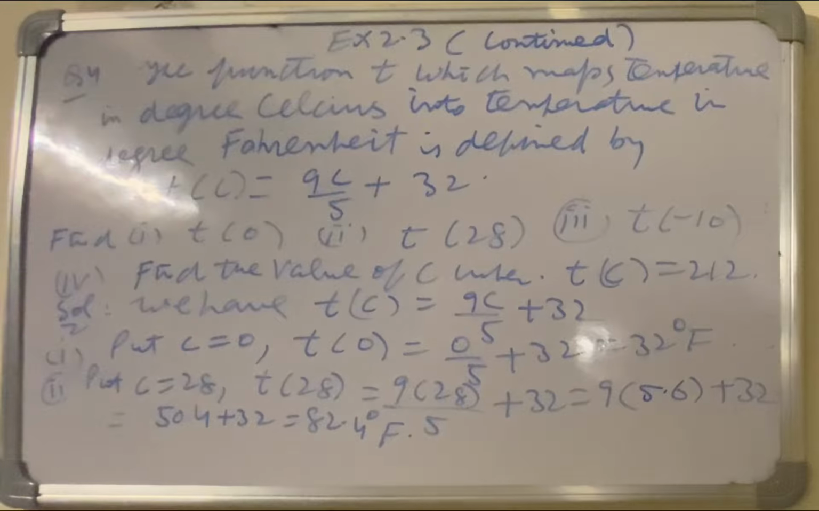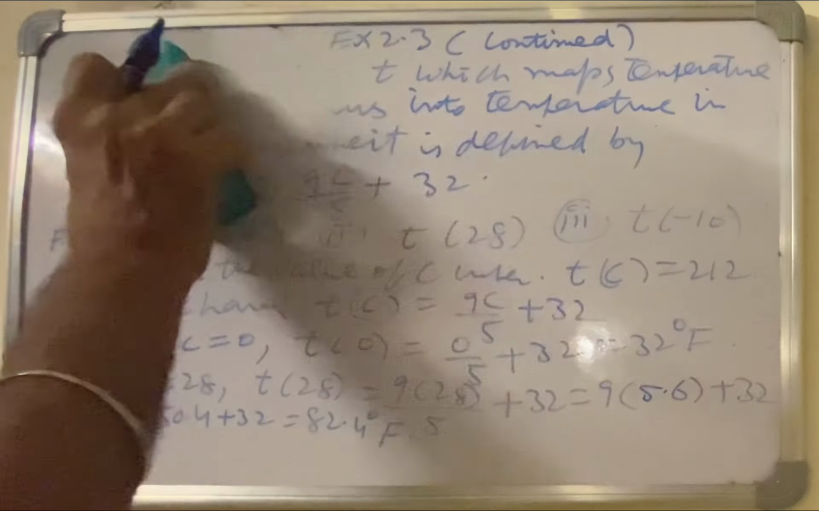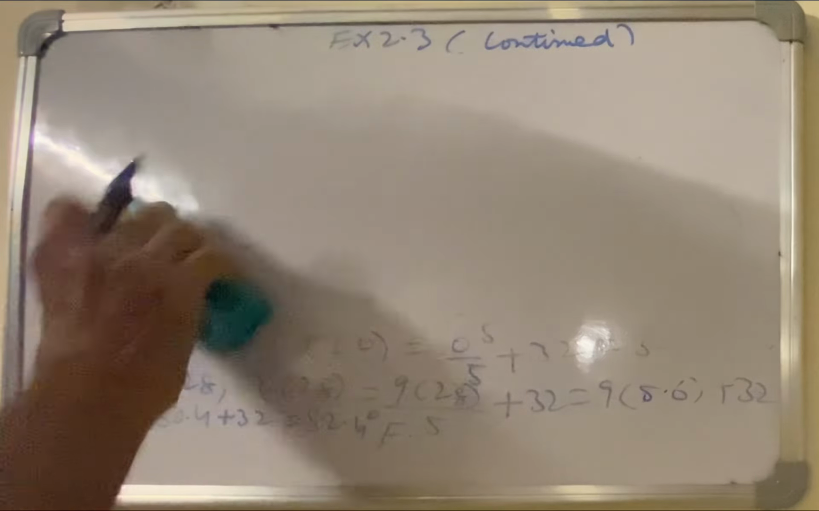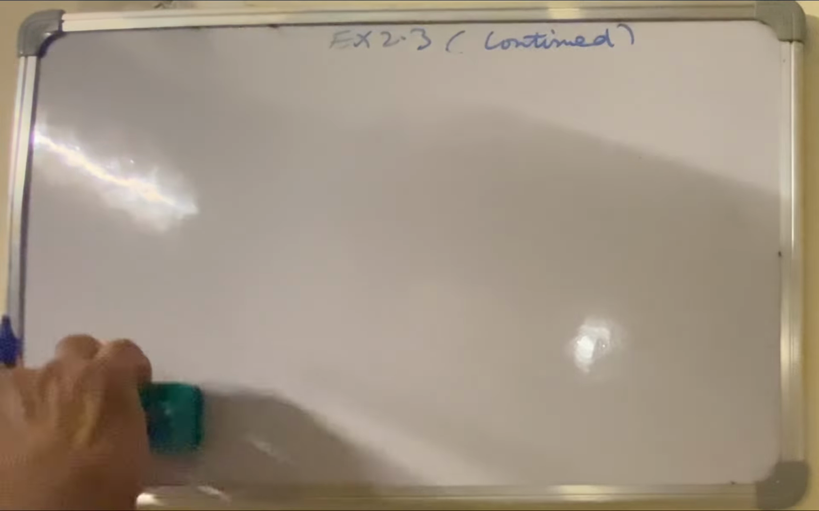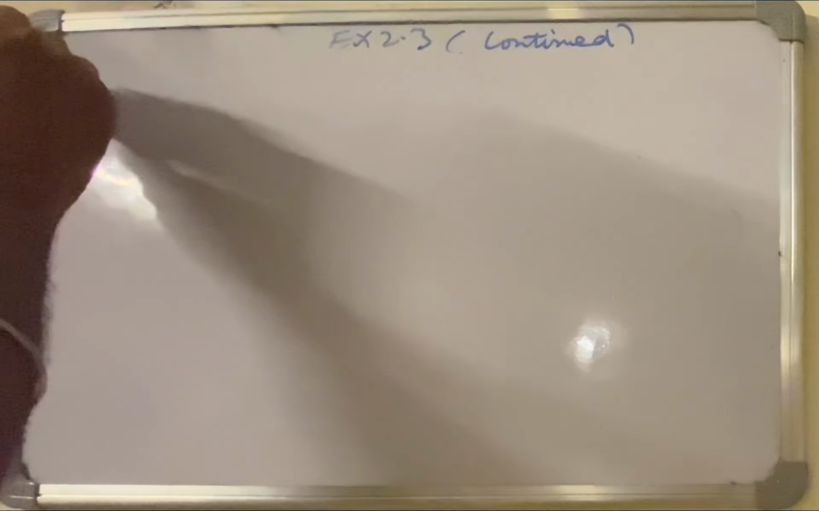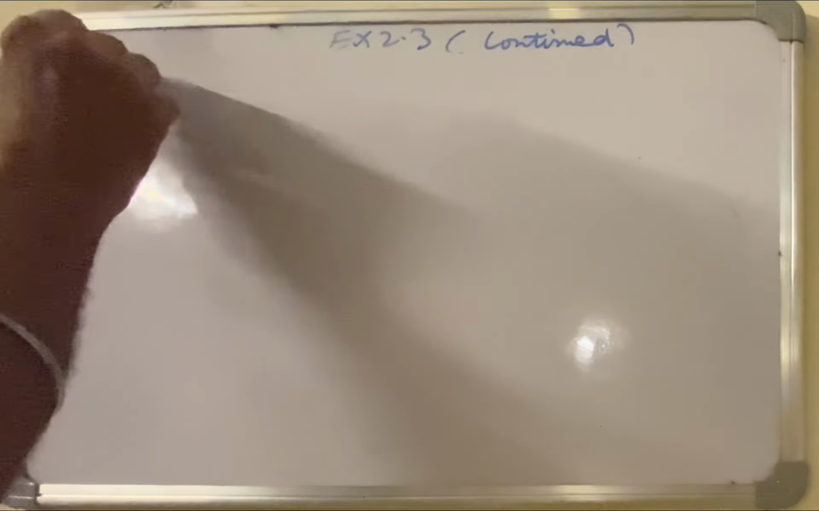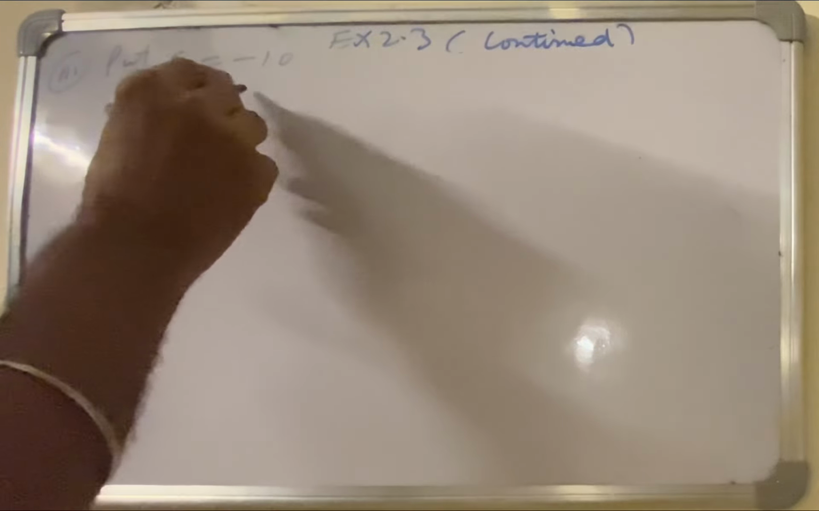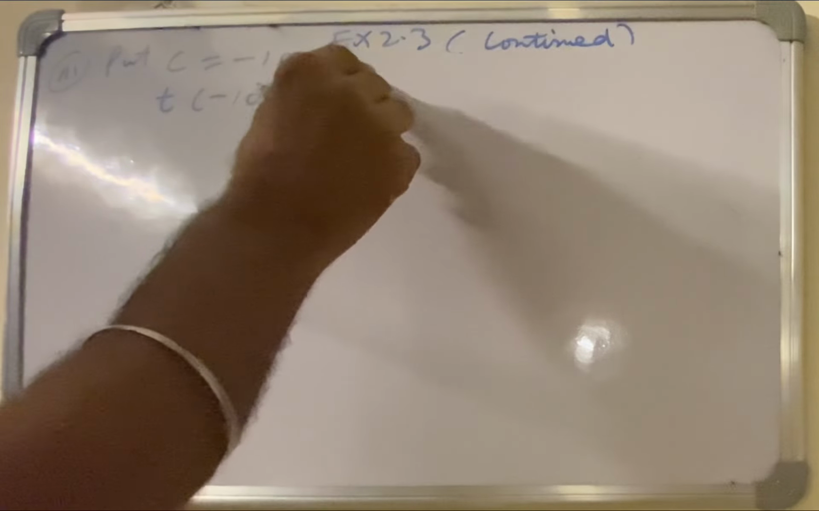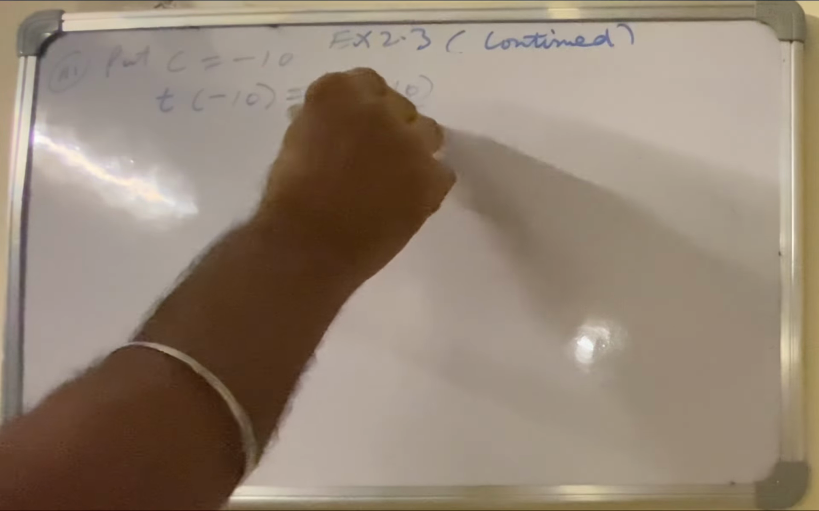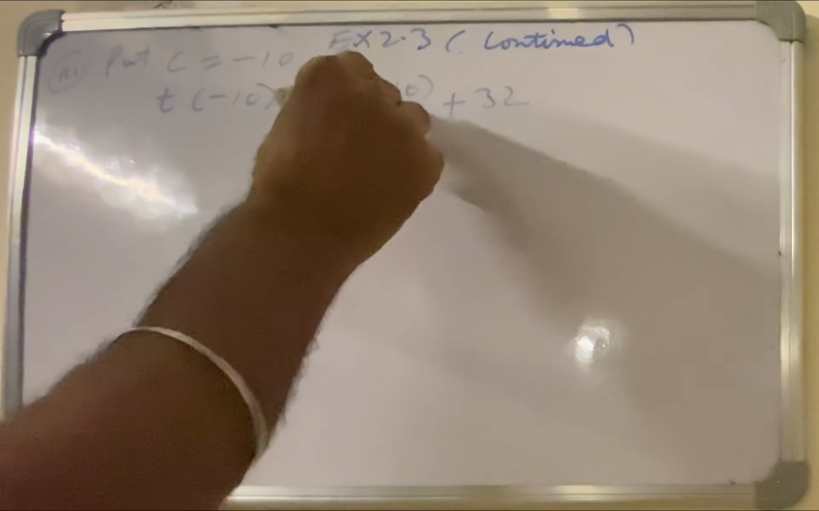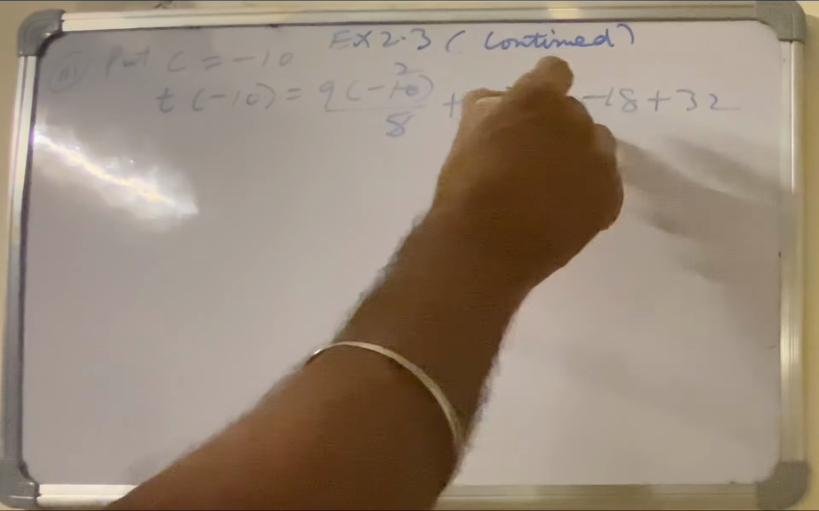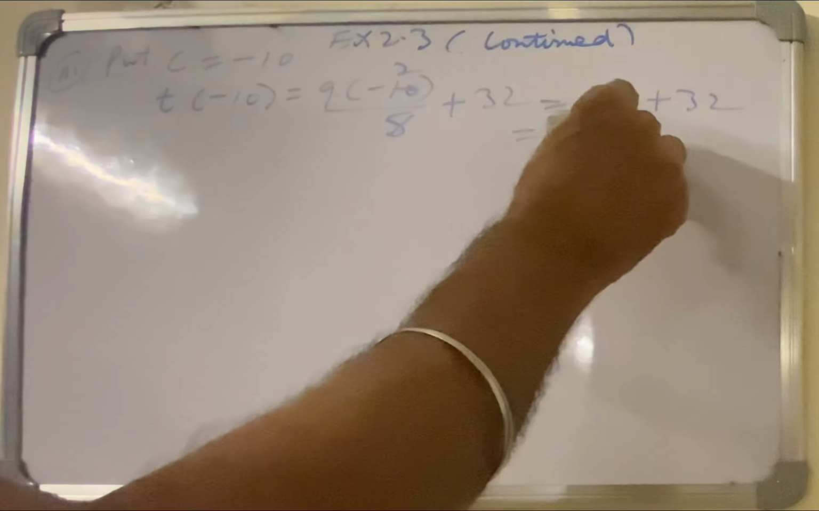Then third part, put C is minus 10. So T(minus 10) is equal to 9 into minus 10 over 5 plus 32. It is minus 18 plus 32, which is equal to 14 degrees Fahrenheit.